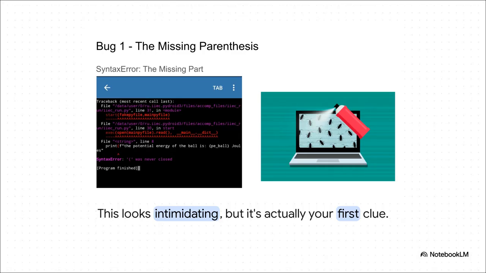This whole traceback message might look like total gibberish at first, but it is not a dead end. Think of it more like a map. The computer is literally trying to tell you exactly where things went wrong and why. This is clue number 1.